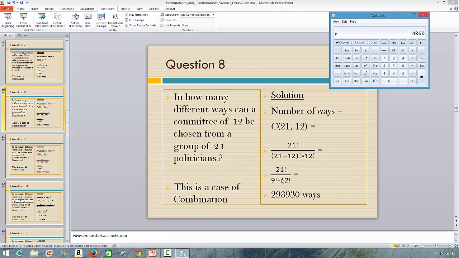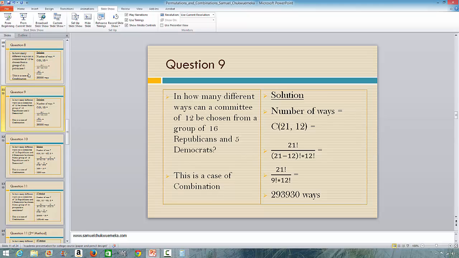If we do this with our calculator, this is 9 factorial times 12 factorial equal to this. I remove this and put in the new memory. Then I do 21 factorial divided by memory recall, and that is 293,930 ways. Do you understand it?